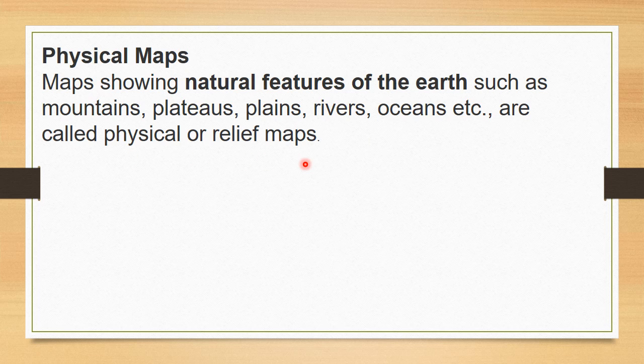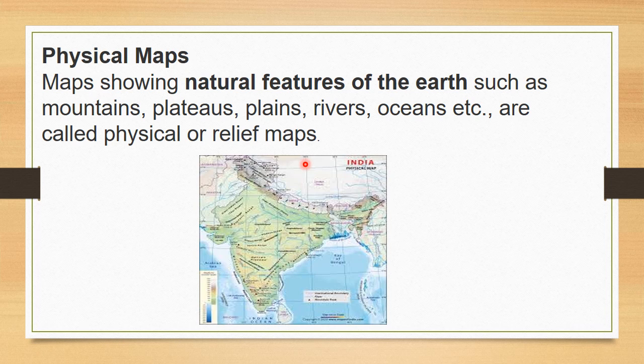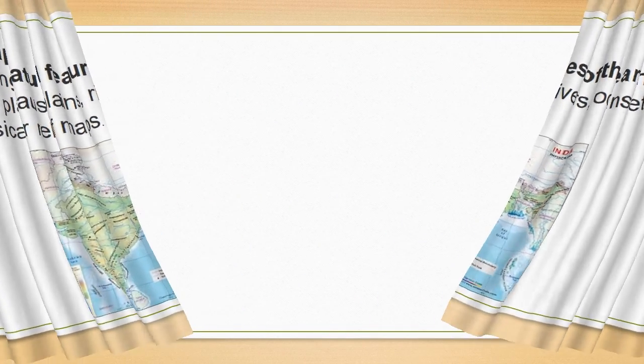So, what are physical maps? Physical maps mean that the map shows the earth's mountains, here rivers, plateaus, oceans. Covering these places, targeting those things, are called physical maps. That map shows natural features of the earth. Okay, dear children. What is the other name for physical maps? Relief maps. Okay, children.